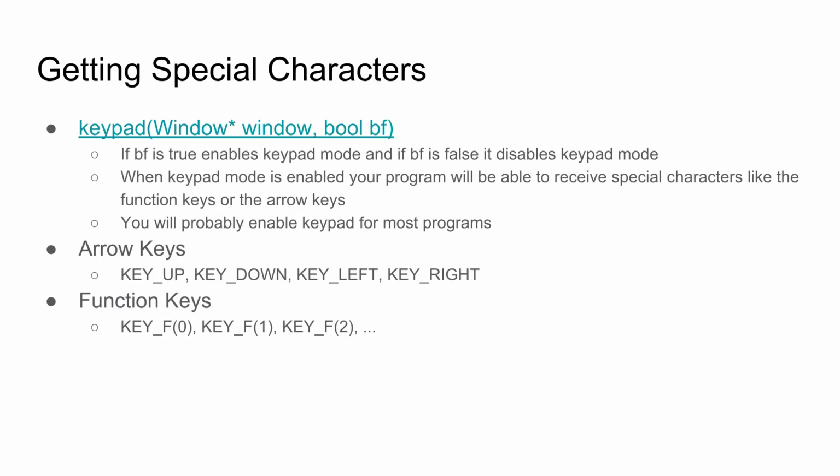Okay. One other option is keypad, and you say keypad and you specify some window. For example, stdscr would be for the standard screen. This is the pointer. If you choose to enable the keypad, you're going to be able to get special characters like the arrow keys, up, down, left, right. You can also get the function keys like F0, F1, F2 for function 1, function 2, function 3, etc. You'll also probably want to enable this because we want our games to be able to be controlled with the arrows.